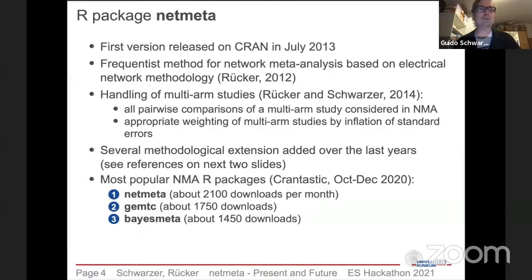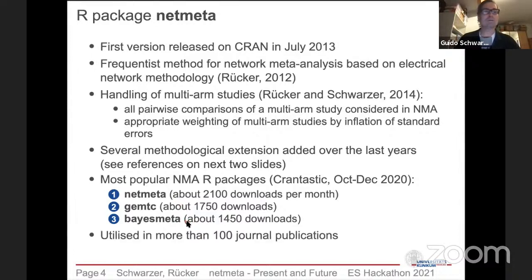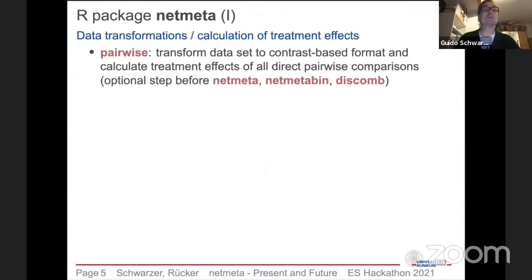If you look at download statistics, you see that netmeta is among the most popular NMA R packages. And of these 3, netmeta is the only frequentist approach. The other 2 are for Bayesian NMA. And over the last 8 years, netmeta has been used in over 100 journal publications.